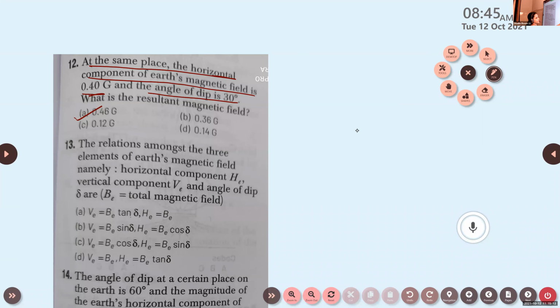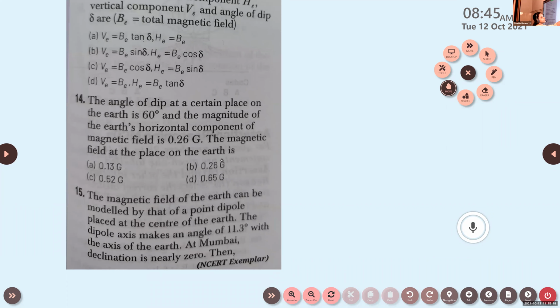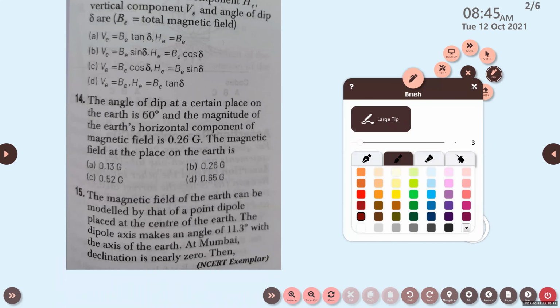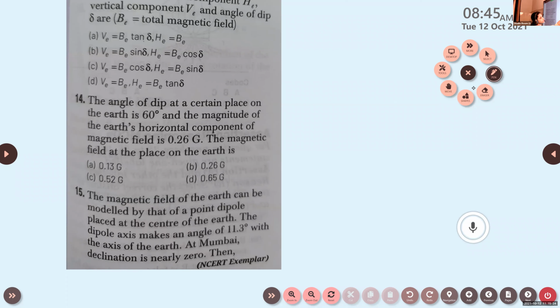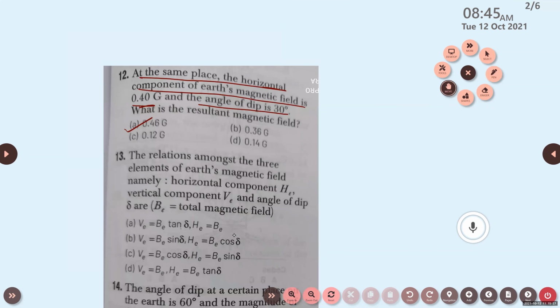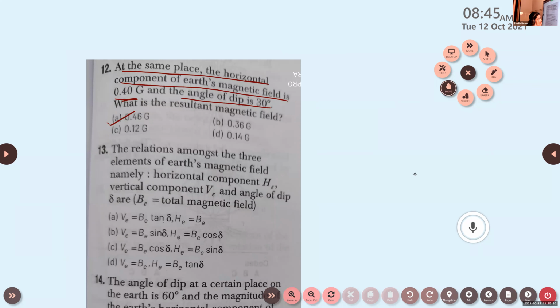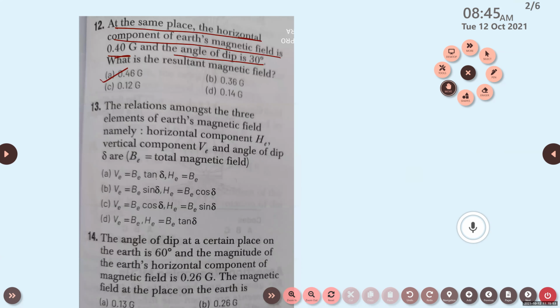So here is one more problem like that. Not question number 13, follow question number 14. Ma'am, the options? Okay, options are 0.46 Gauss, 0.36 Gauss, 0.12 Gauss, and 0.14 Gauss. So here the correct option is 0.46, option A. Is it over? Yes, ma'am. Okay, now move to question number 14.